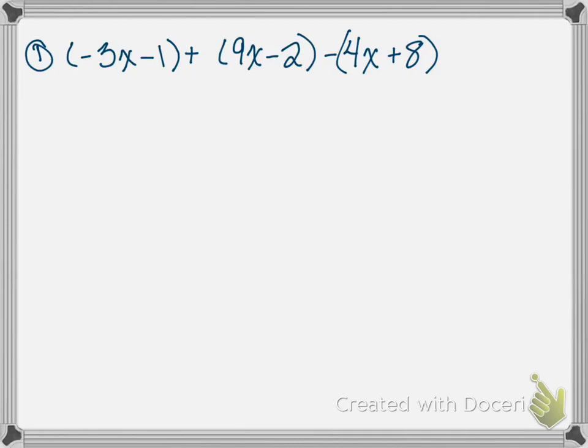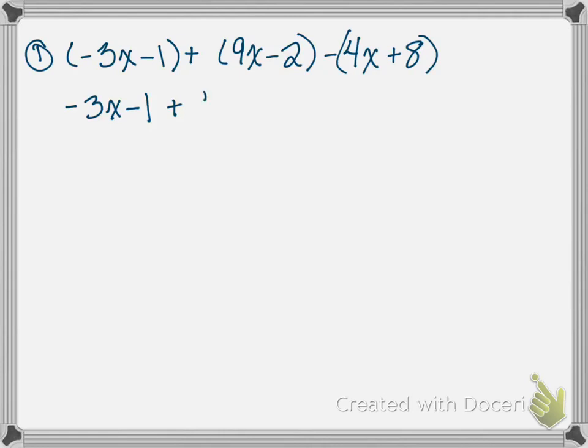So what we have here is the directions just say perform the indicated operations and simplify. So here is where we are putting everything together. So we're combining like terms, we're simplifying everything into its simplest form. So the first thing that I'm going to do is I'm going to look at each individual binomial, and I'm going to see if there's anything I can combine inside the parentheses or if there's anything I need to distribute. So for this first one, I've got negative 3x minus 1, and I just pull that down because there's nothing that needs to be distributed and there's nothing that can be combined.